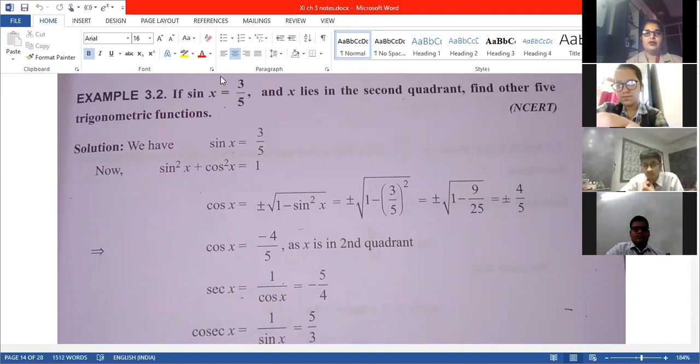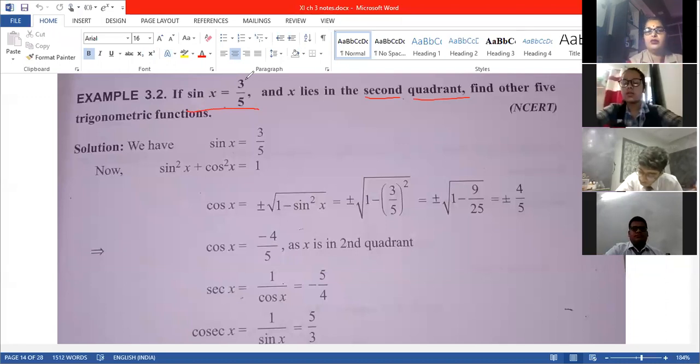Your next question is sin x is equal to 3 by 5. Sin x is given as 3 by 5. x lies in the second quadrant. This is the important thing, that it is lying in the second quadrant. Then the five other trigonometric ratios we have to find.